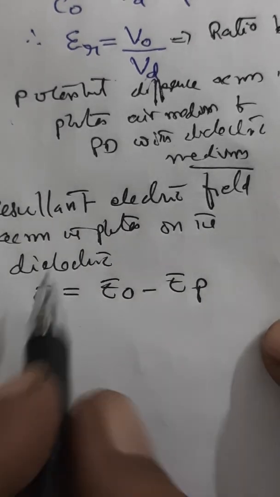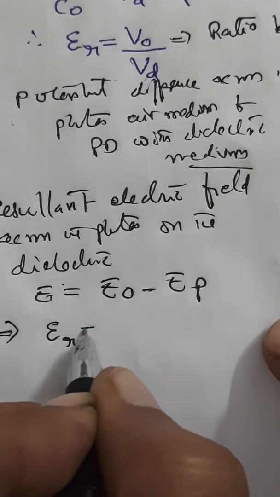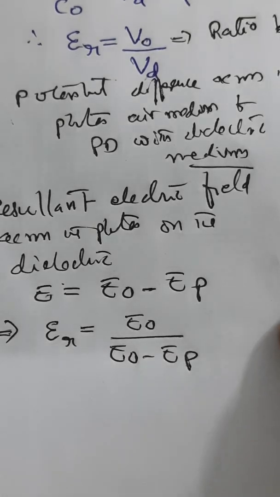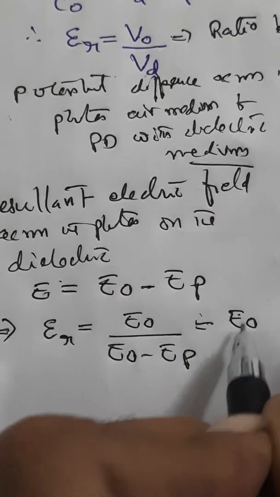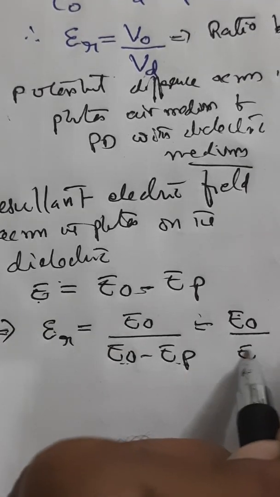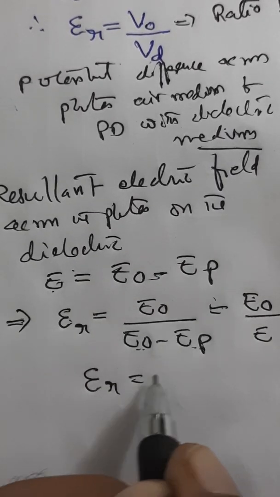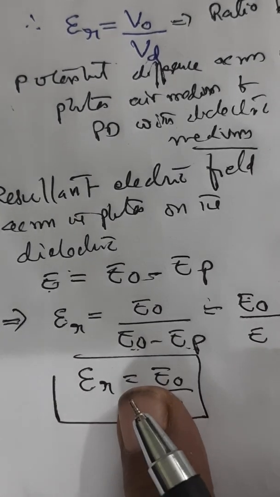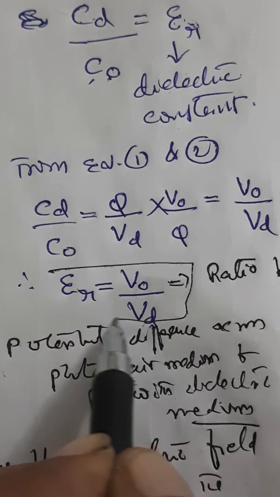Right? So then what you can conclude? Therefore, epsilon r can be E naught by E naught minus EP, the ratio between these two. This E naught by E naught minus EP is nothing but E naught by E. So you have got another formula for dielectric constant as this one. That is in terms of electric field. Already in terms of potential difference you got this formula.